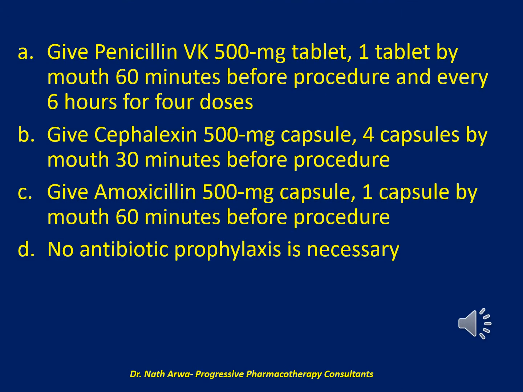Would it be A. Give penicillin VK 500 mg tablet, dosed at 1 tablet by mouth 60 minutes before procedure and every 6 hours for 4 doses, or B. Give cephalexin 500 mg capsule, dosed at 4 capsules by mouth 30 minutes before procedure, or C. Give amoxicillin 500 mg capsule, dosed at 1 capsule by mouth 60 minutes before procedure, or would it be D. No antibiotic prophylaxis is necessary? I will give you 10 seconds to choose the correct answer to this question from the listed options.